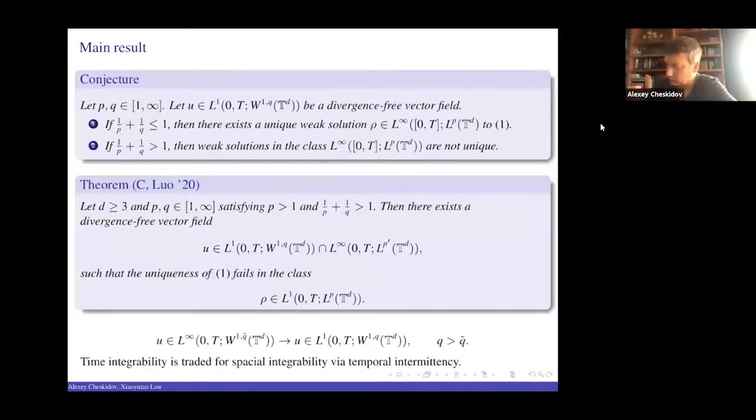And again, basically the idea is to trade time integrability. So instead of L^∞, we go down to L^1 as in the positive result, for better spatial integrability. And we achieve this using temporal intermittency that I'm going to talk about today. Maybe one thing I should mention is that we had to pay a price here. For u, the space is optimal, but for ρ, the temporal integrability is also L^1, it's not L^∞. Even though this is not optimal, you can go above L^1, we never tried to really optimize this.